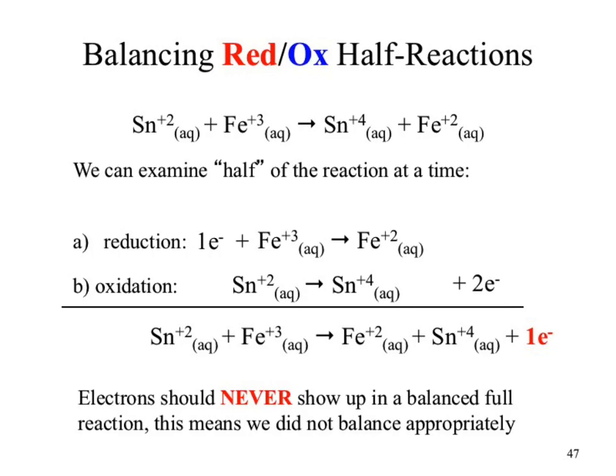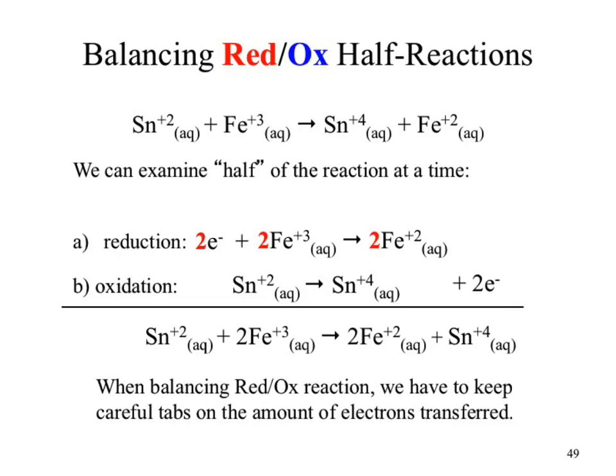So you times 2? I would multiply everything by 2. 2 times 1 becomes 2. What's the coefficient in front of the iron plus 3? 2. 1 times 2. Now 2 and 2. Now what happens when we add the two equations near each other? The 2 electrons cancel out and disappear from the equation. We just write down the terms that are on the left. Tin plus 2 plus 2 iron plus 3 plus 2 iron plus 2 plus tin plus 4.